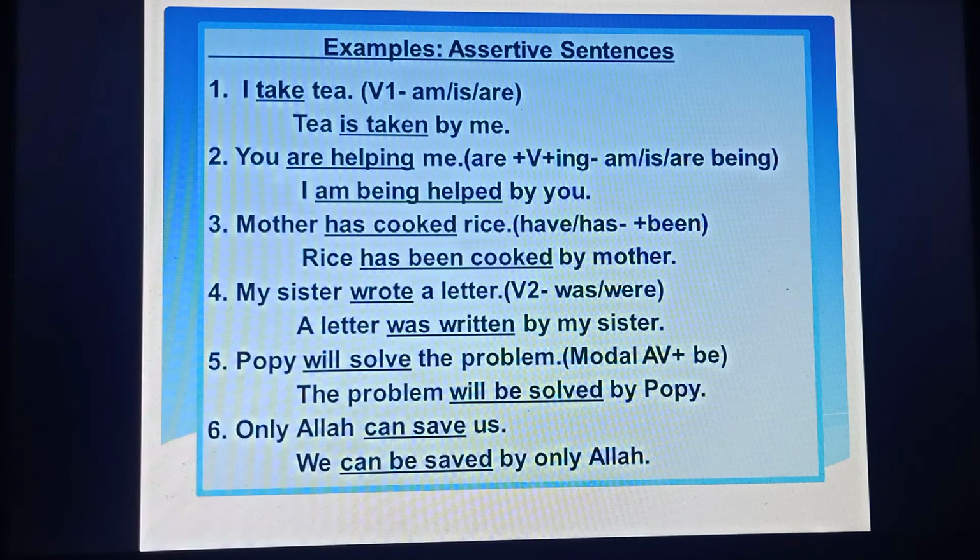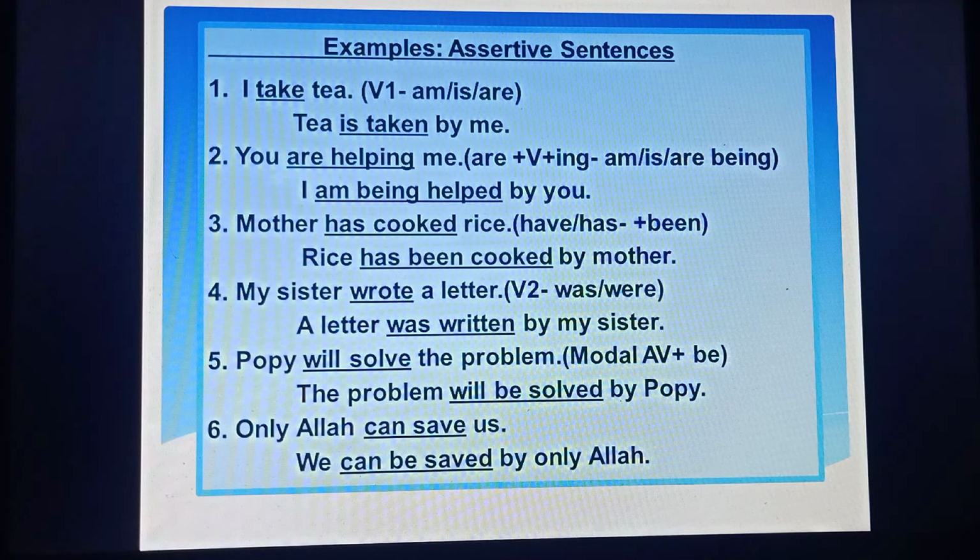Mother has cooked rice. So you see the use of have or has, you'll have to use have or has plus been. So rice is uncountable and this is counted as singular. So we'll have to use has, not have. For the plural subject, we use have. So it will be rice has been, past participle form is given already, cooked by mother.